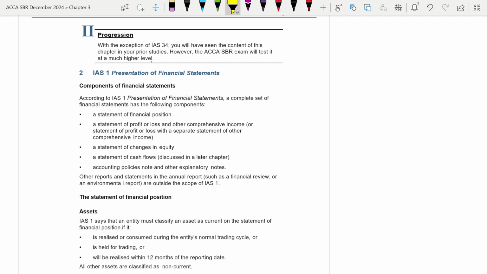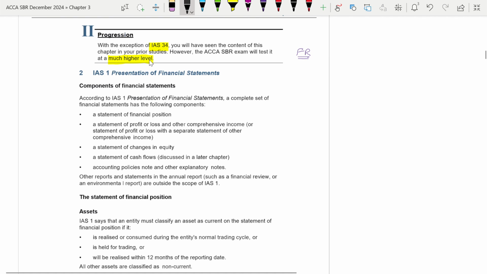Now, see that with the exception of IFRS, I told you, you will have seen the content of this chapter in your previous studies. However, ACCA SBR will test it at a much higher level. They will test you at a much higher level, because all these standards have been done in financial reporting. But you have not covered this in this much detail.